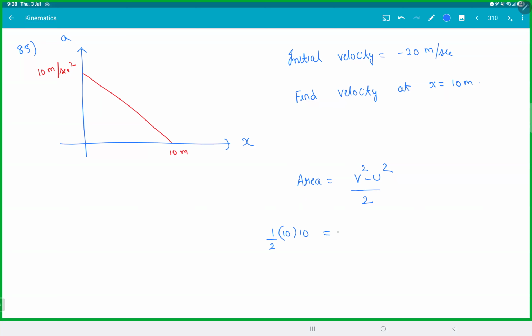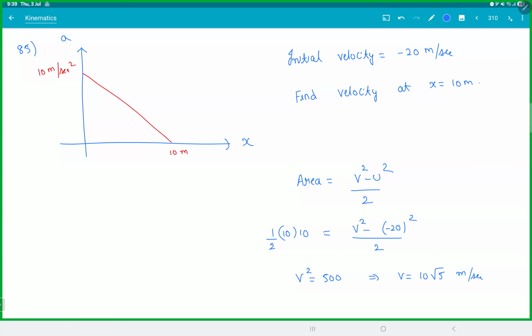V square minus U square is minus 20 square. Actually, the sign won't matter here. That would be 100 and this will be 400. So V square will be 500. 10 root 5 meters per second. Easy? Right, Ishman. Right, Aditi. Right, Shriyansh. Yeah, most of you got it. Right, Vanchika. All got this?